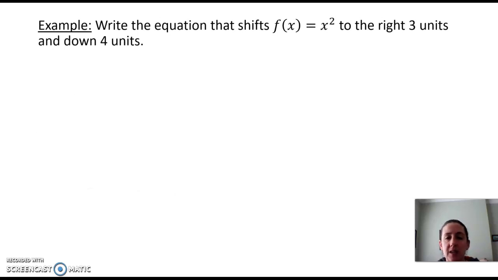Let's write the equation that shifts x squared to the right 3 units and down 4 units. So I start by writing the function where I have my x squared, but I have a big set of parentheses inside that square. To go right 3 units is a horizontal shift on the inside of the function, and to go down 4 units is a vertical shift on the outside of the function. Right 3 means I would subtract 3 inside. Down 4 means I would subtract 4 on the outside.